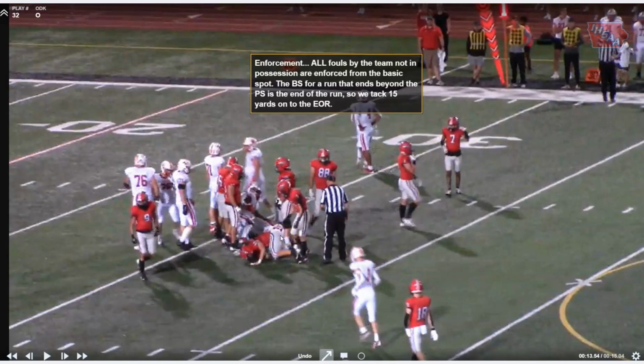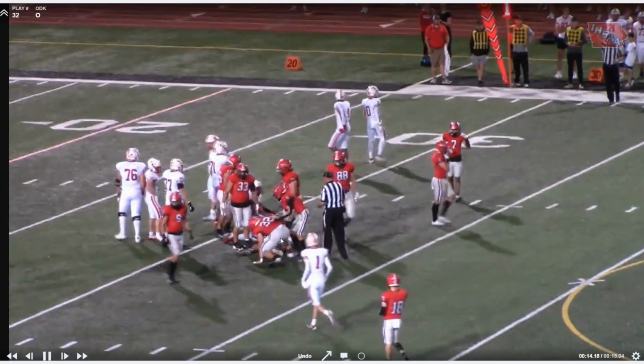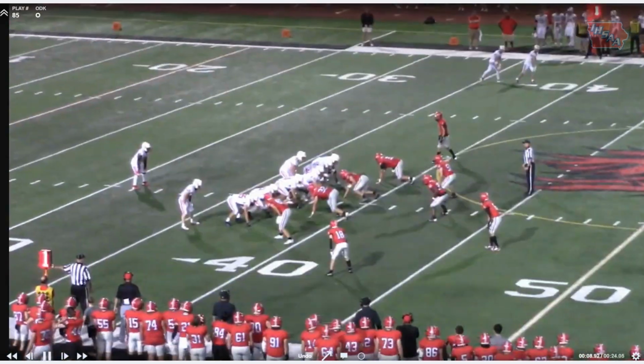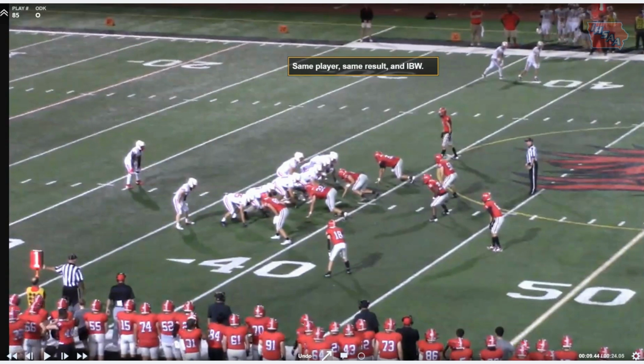So it looks like we're at position 3 probably. So we're going to be snapping from position 3. And we had a running play that ended in bounds. So we would be on the ready for play. This is the same player, same result, illegal block below the waist. Hopefully he doesn't do this more than twice.